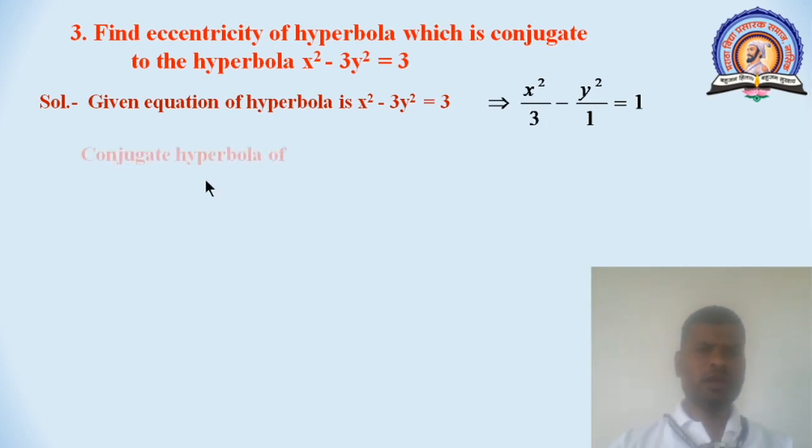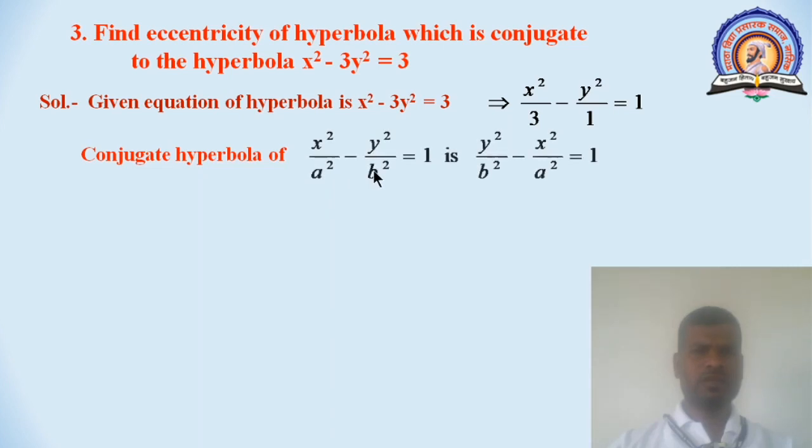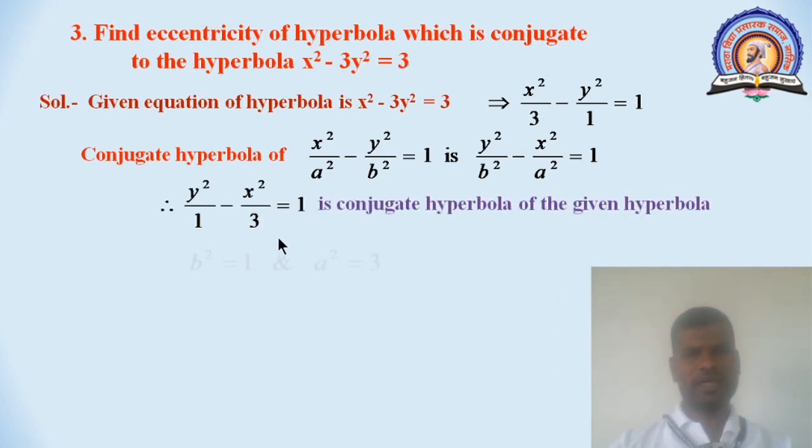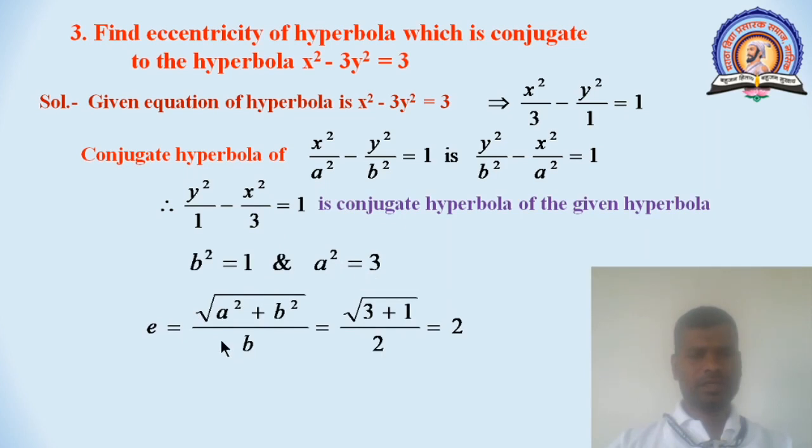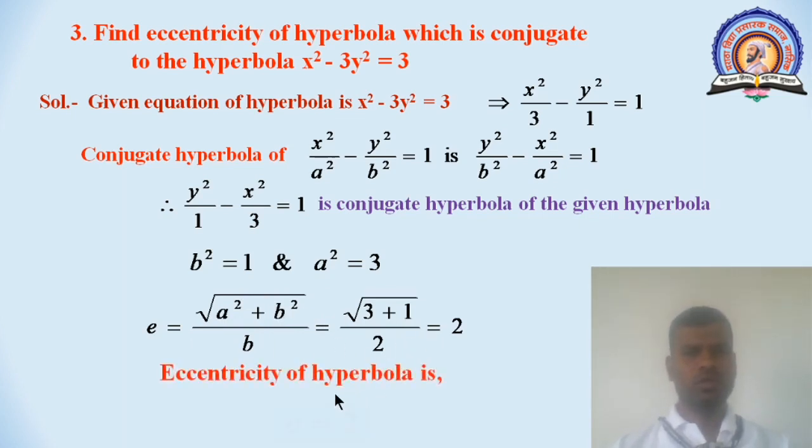Now conjugate hyperbola of x square upon a square minus y square upon b square is equal to 1 is y square upon b square minus x square upon a square is equal to 1. Only the terms y square upon b square and x square upon a square are exchanged. So therefore conjugate of this hyperbola is y square upon 1 minus x square upon 3 is equal to 1. Now on comparing we will get b square is equal to 1 and a square is equal to 3. Now the eccentricity is equal to under root of a square plus b square upon b. So putting the values of a and b, we will get eccentricity e is equal to 2.